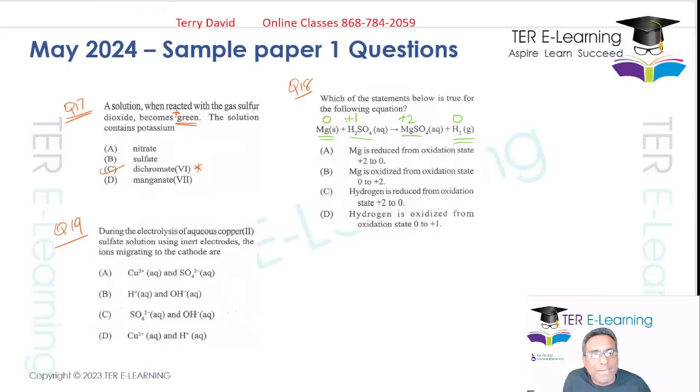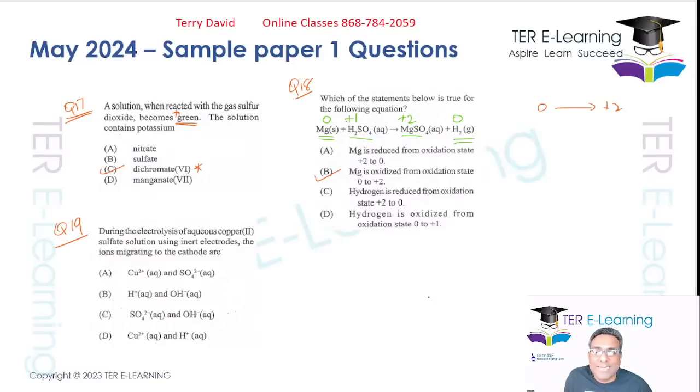So when we look at part A, magnesium is reduced from oxidation state +2 to 0. That's not true. Magnesium is going from 0 to +2, which is a change in oxidation state. The magnesium is oxidized, from 0 to +2. So that makes sense, and the answer is going to be B.